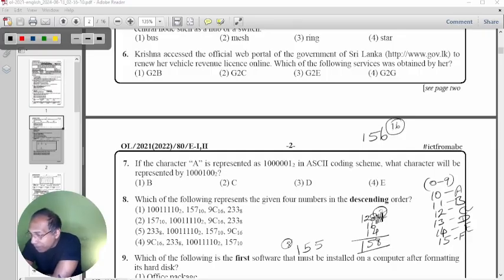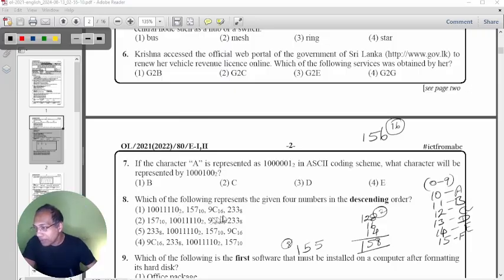Right, so binary is 158. So the largest is the hexa value. So the hexa value is this one of 150. Oh, wait, we have 158. Okay, so the 158 is the largest. So that's the binary, right? So binary 158.